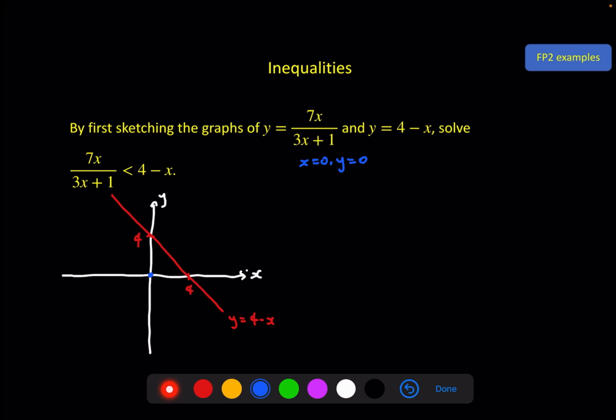Another quick thing to do is to check when the denominator of the fraction would be 0, because we can't have that. The denominator here would be 0 when x is equal to minus 1/3. So at this point there must be an asymptote, because the graph can't go on to that point. So let me put that in green. My scale is not quite reasonable, but that's okay.